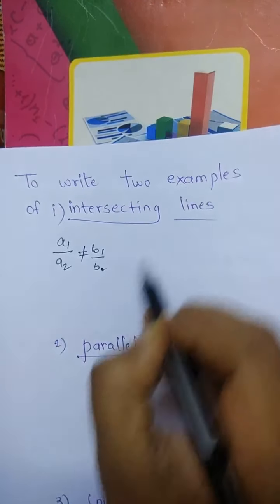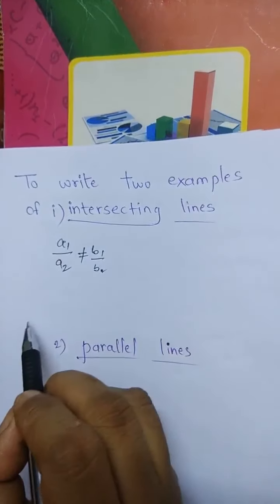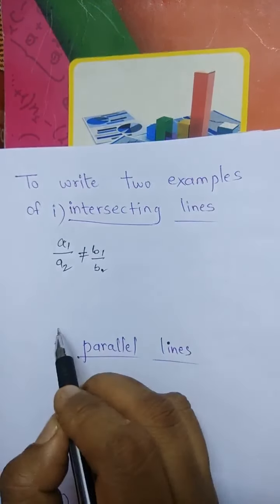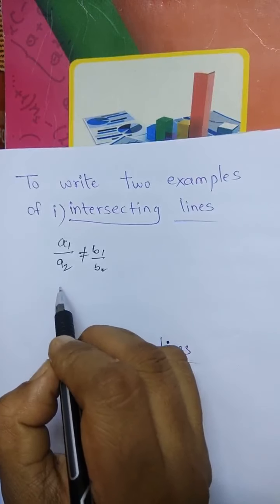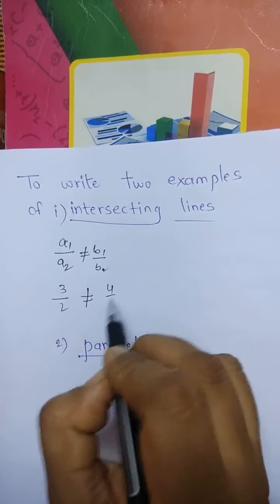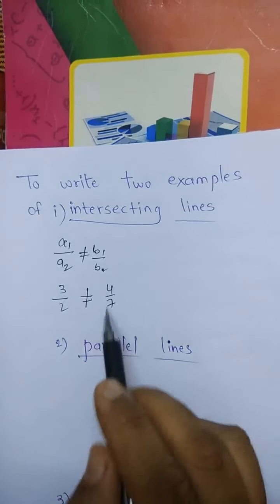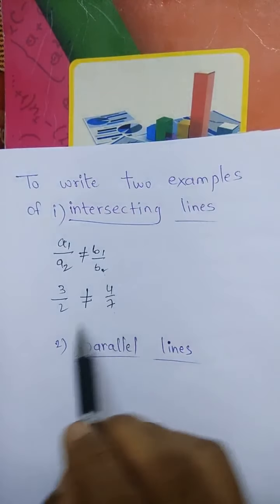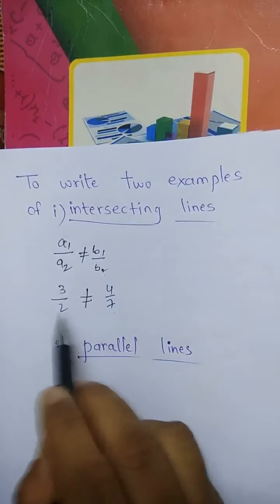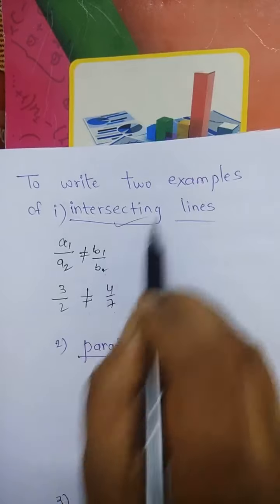So you have to take A1 and A2 values in such a way that A1 upon A2 should not be equal to B1 upon B2. Suppose I am taking A1 upon A2 as 3 by 2, it should not be equal to 4 by 7. B1 upon B2 is 4 by 7, A1 upon A2 I am taking 3 by 2. Okay, they are not equal. So this is the condition for intersecting lines.